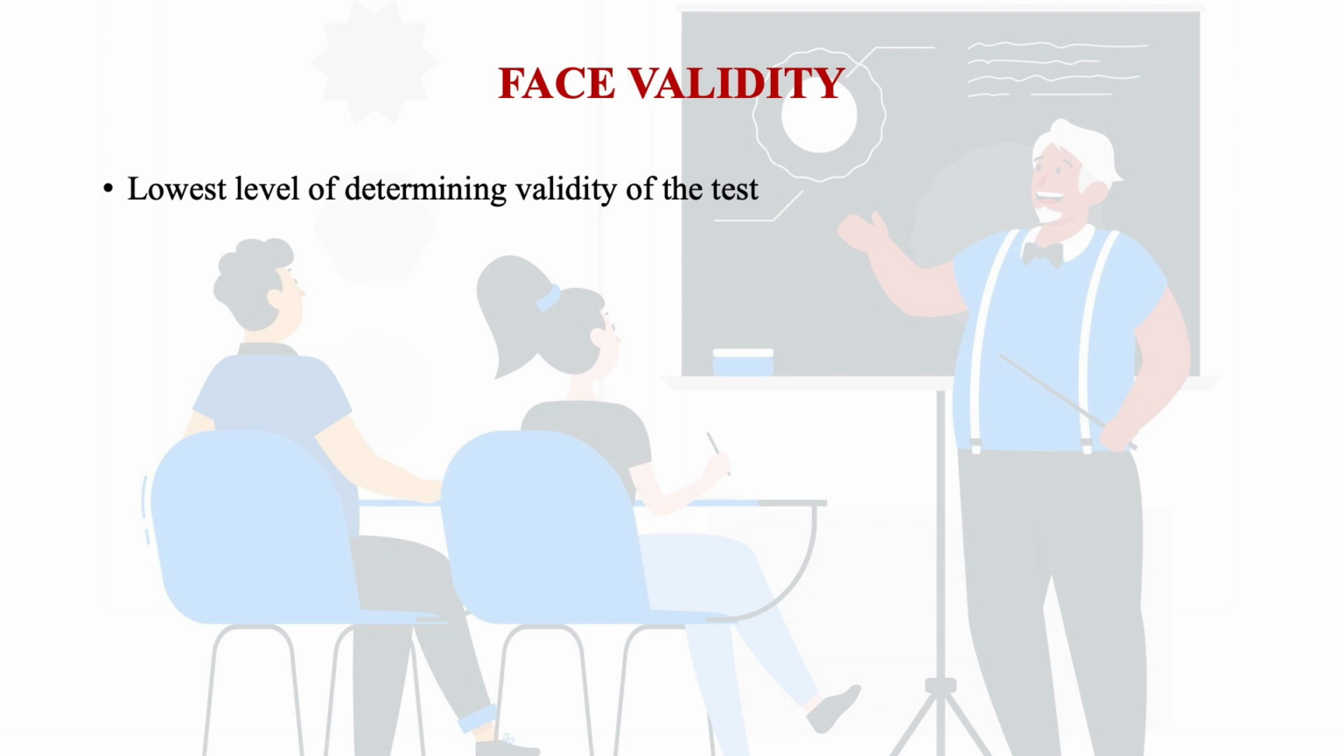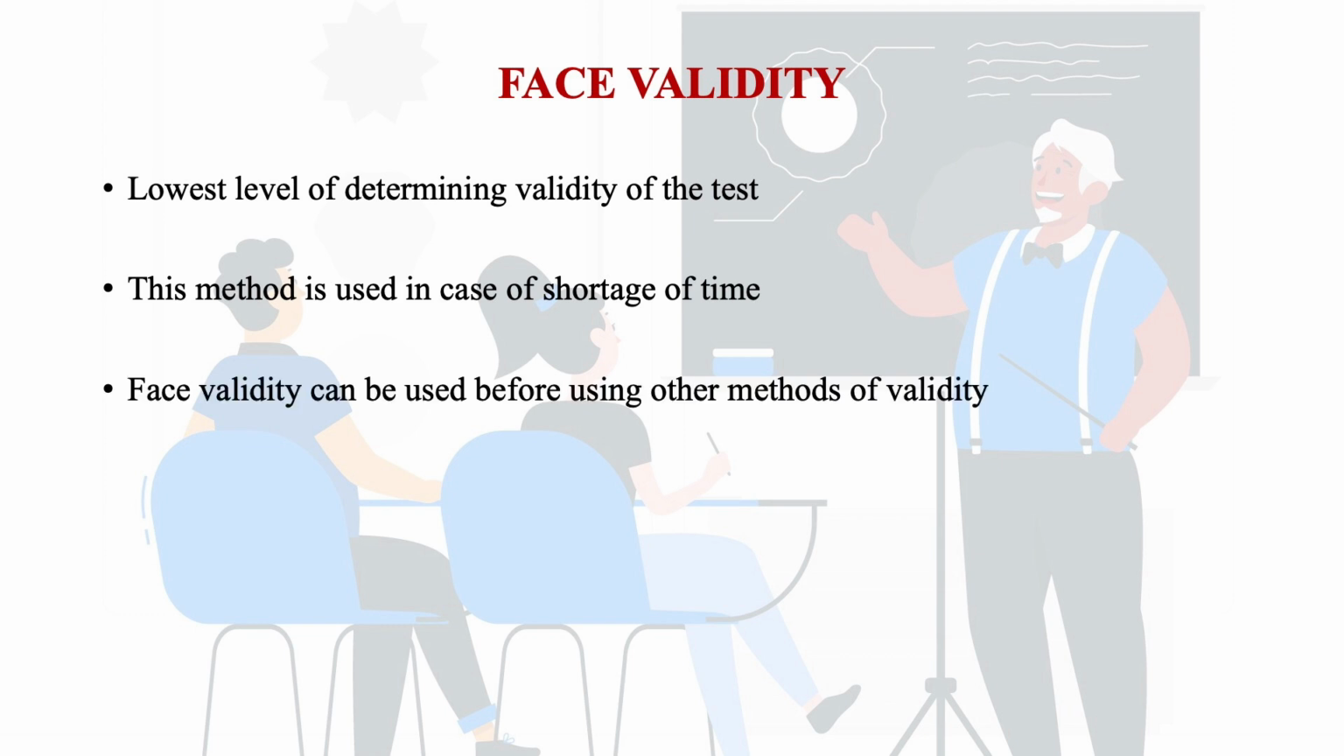Let us go forward to understand the other aspects of face validity. Face validity is the lowest level of determining the validity of a test, and this method is used in case of shortage of time, and it can be used before using other methods of validity. This is the first-hand practice: you just go through the face validity. Unless the test is validated by face, there is no need to use other methods of validating the test. So that's why this is the first method.